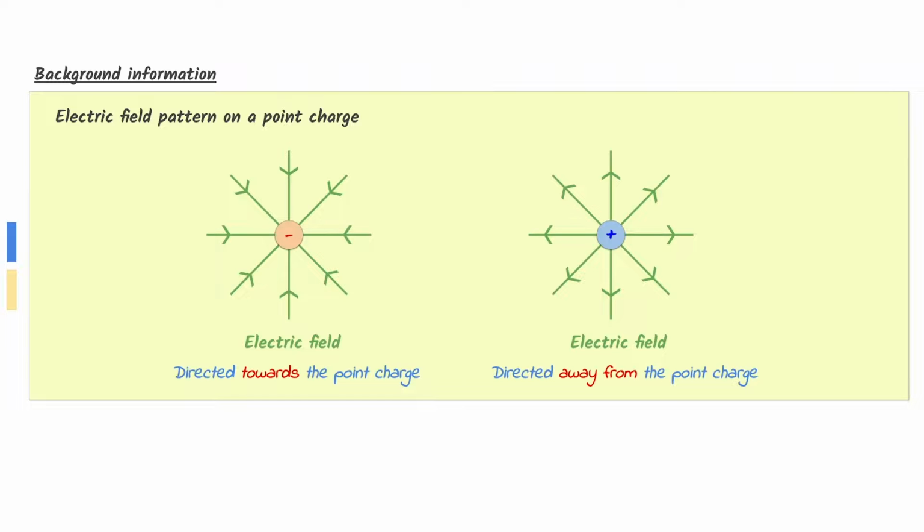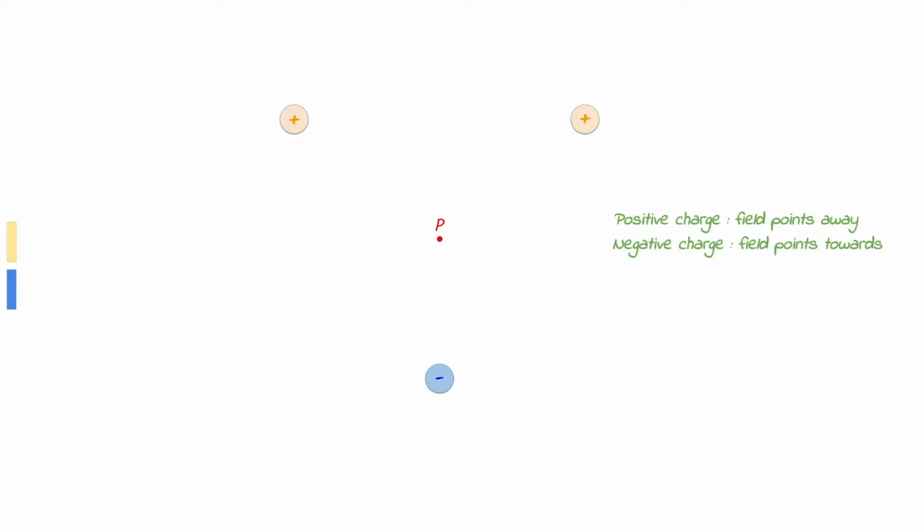The electric field is directed towards a negative point charge and away from a positive point charge. Here are the 3 point charges given in the question. Let's focus on 1 point charge at a time. Due to the positive point charge on the top left, the field at P will be towards the bottom right. Due to the positive point charge on the top right, the field at P will be towards the bottom left. And due to the negative point charge at the bottom, the field at P will be towards the bottom.